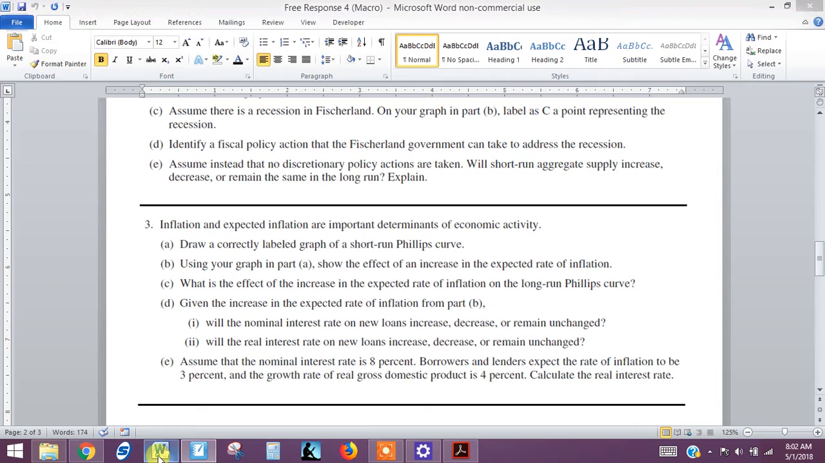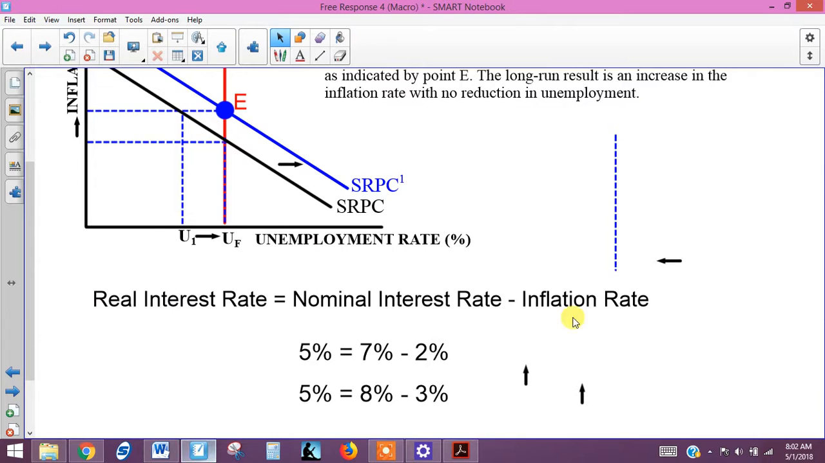So if the rate of inflation goes up from 2% to 3%, then the nominal rate is going to go up to compensate, so that the real interest rate can be maintained at 5%.